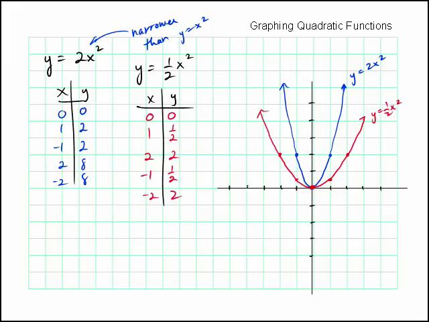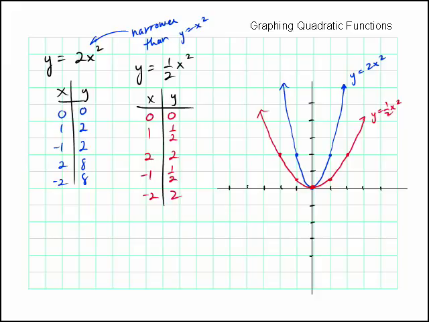So what we're learning here is that this number in front of x squared, which is what's going to be the a in a minute, the a term or coefficient, determines the shape of the parabola, determines how wide or narrow the parabola is. It also determines which way the parabola opens, whether it will open up or down.